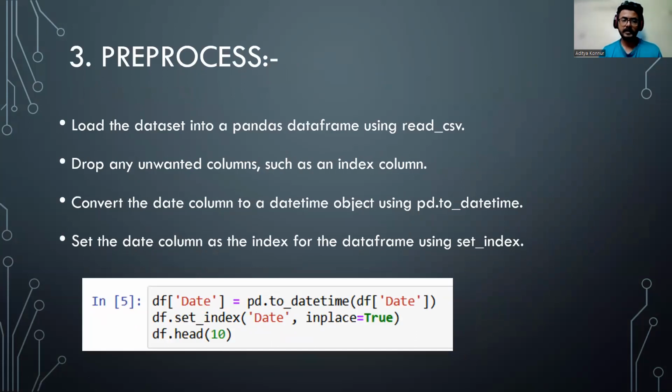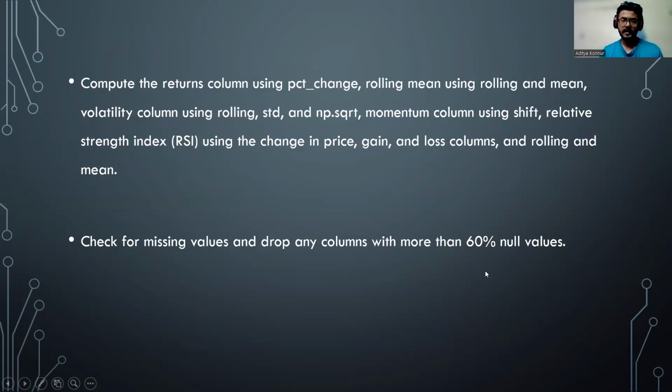Then pre-processing. Pre-processing includes loading the dataset into a pandas data frame using read_csv. Then drop any unwanted columns such as an index column as shown above. Convert the date column to a datetime object using pd.to_datetime. Then set the date column as the index for the data frame using set_index. As you can see here, the date column has been converted to datetime. Then I have set the date as the index for the data set. Then using df.head, I have gotten the above sample data set.